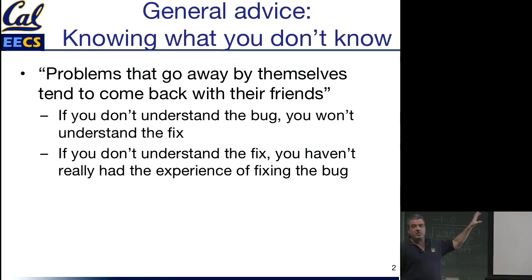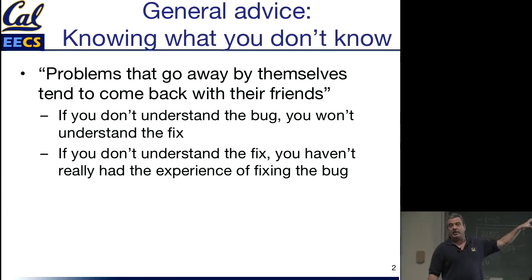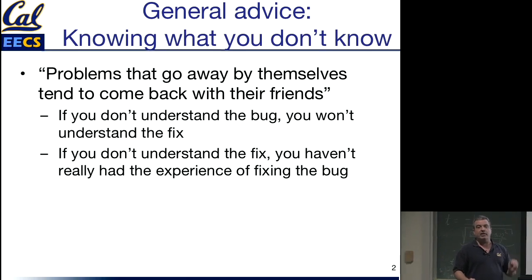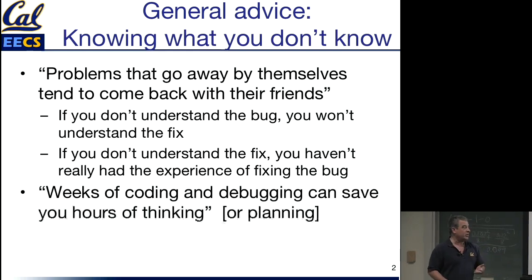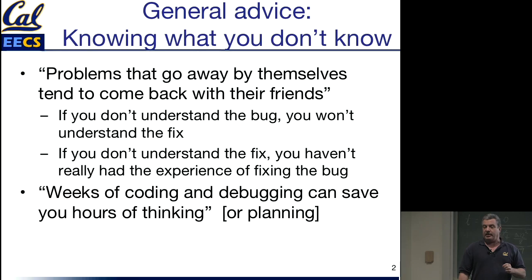So it's great to use the internet as a resource, but don't use it blindly, right? Make sure that before you apply any fix, before you change a single line of code in trying to fix a bug, make sure you understand why you're making the change. What is the hypothesis you're trying to test about why that specific change might actually make an improvement? Another version of this that I've seen is weeks of coding and debugging can save you hours of thinking.